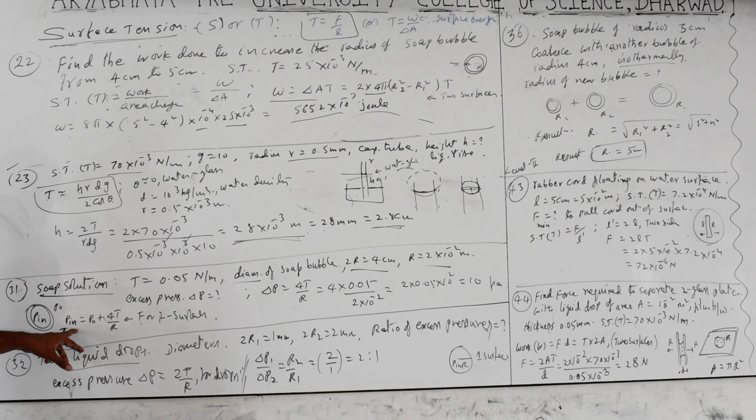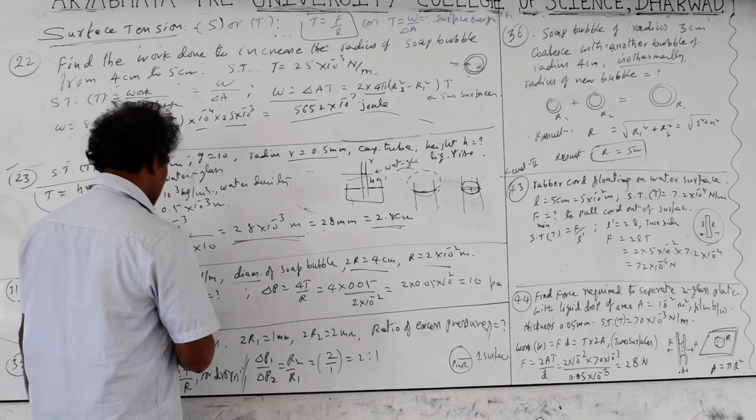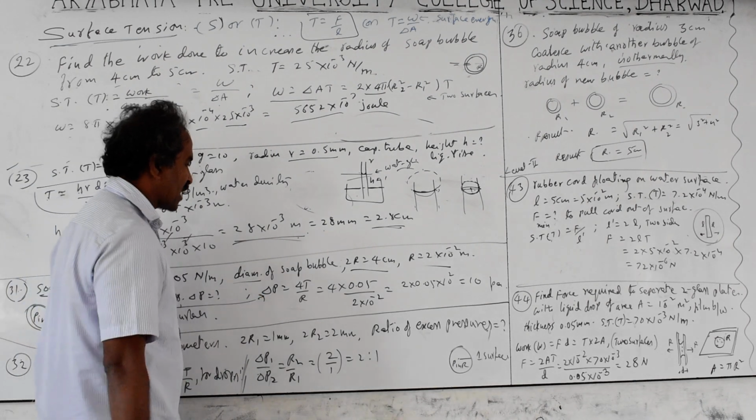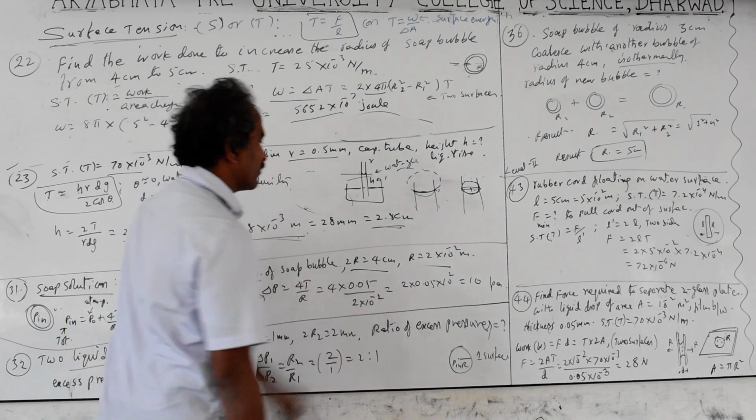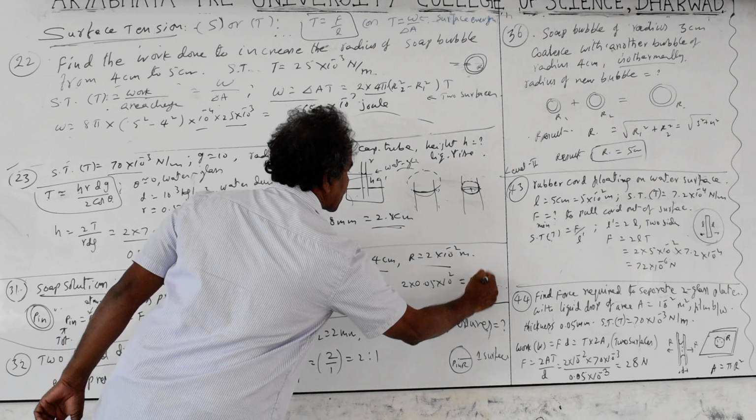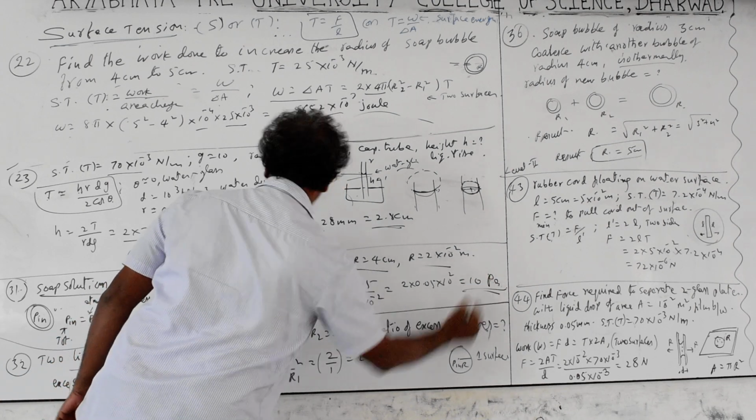For a soap bubble, the total pressure inside is atmospheric pressure plus 4T by R, for two surfaces. So the excess pressure is nothing but 4T by R. If it is a liquid drop, it is 2T by R. 4 into T by R will be equal to 10 pascals. Pressure is in pascals, that is Newton per square meter.